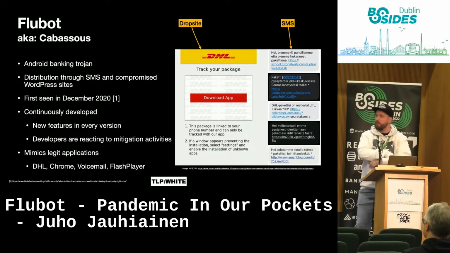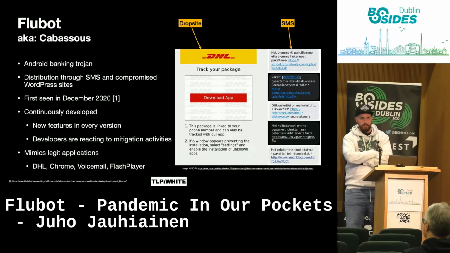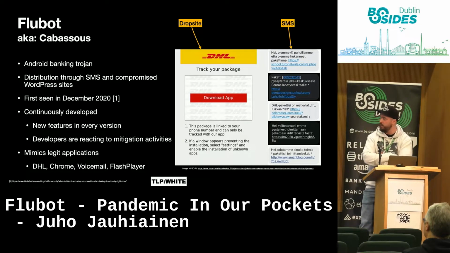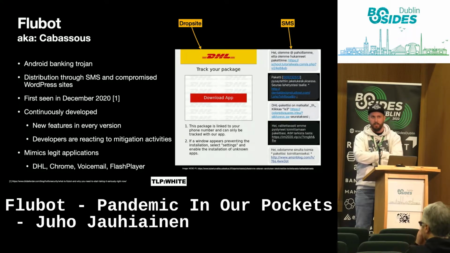But what is Flubot in general? It's an Android banking Trojan. It's distributed through SMS. Usually the SMS tries to lure the victim to go to a drop site, download the APK and install it to their phones. The distribution is done through compromised WordPress sites. They have plenty of WordPress sites that they can use for this, and they have burned thousands or tens of thousands of sites just to deliver these APKs to victim phones.